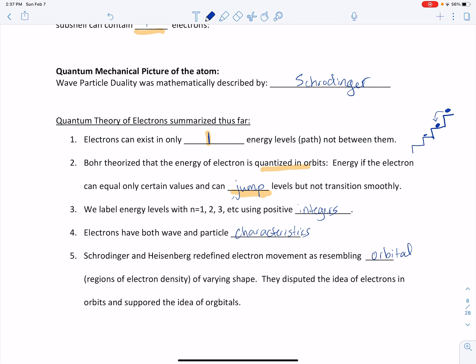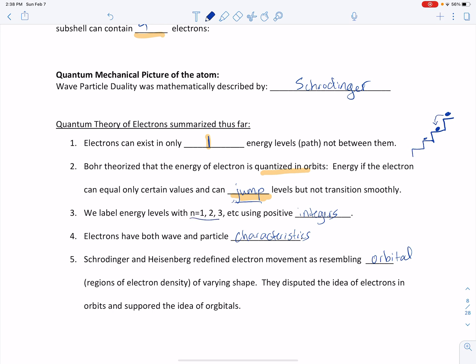This is a unique thing about all these different little quantized particles. So they can jump the levels. It's not like an escalator. And we label them with 1, 2, 3 using positive integers. So this is the first, that's the second. Electrons can have both wave and particle characteristics. And Schrodinger and Heisenberg redefined the movement as resembling orbitals, which are regions of electron density of varying shape. They disputed the idea of electrons in orbits and supported the idea of orbitals.